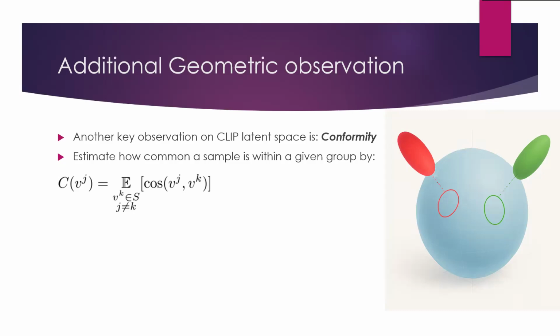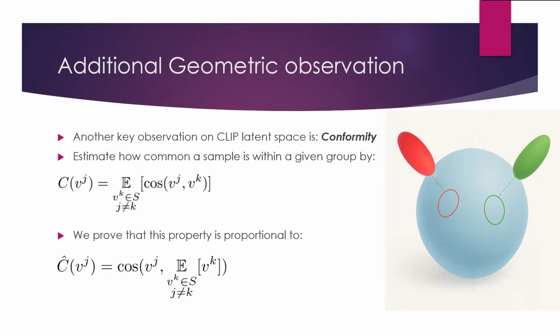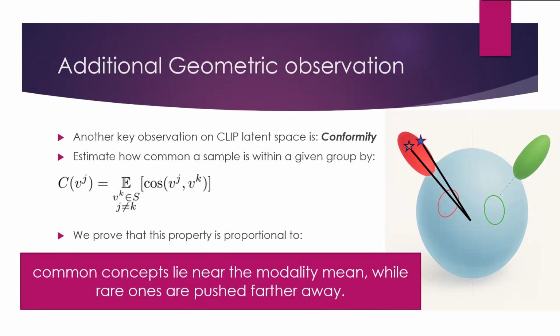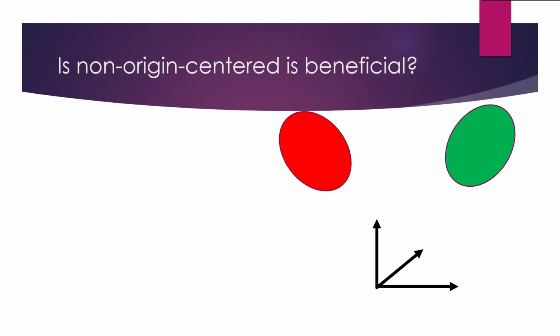In the paper, we prove that this average similarity is proportional to a much simpler expression. Instead of comparing every pair, we can just average all the samples to get the modality mean and compute the cosine similarity of each sample to this modality mean. This reveals a clear insight. Common concepts lie near the modality mean, while rare ones are pushed farther away.